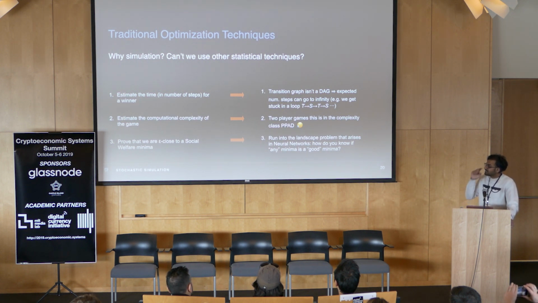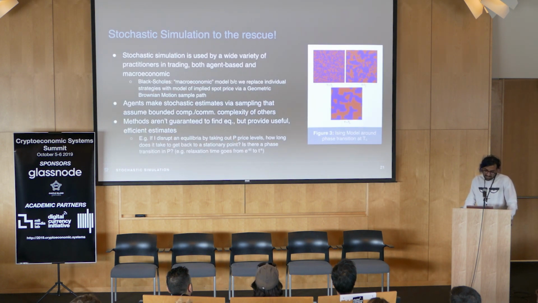This again runs into the curse of dimensionality, where in high enough dimensional processes you're going to have an exponential number of minima. And like in neural nets, you're not sure whether any given minimum is the best minimum or a good enough minimum. So stochastic simulation is used both in the agent-based world and the macroeconomic world. The macroeconomic world is something like Black-Scholes or a Heston volatility model, closer to what people use for valuing real estate, options, etc.